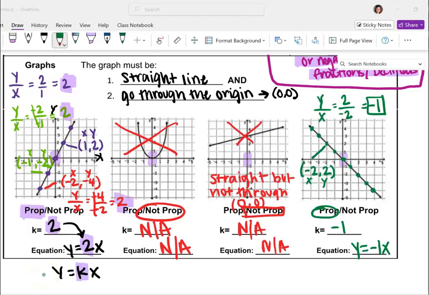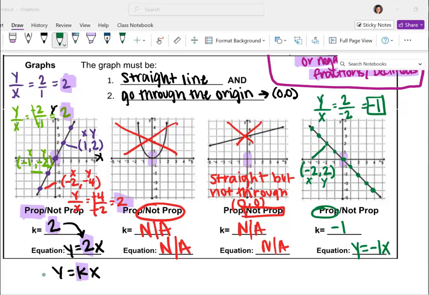All right, so you can see from that the third graph is not proportional because, well, yes, it is a straight line, but it does not go through 0, 0. So it is not proportional. We do not have a k, and we do not have an equation. So we put NA for both.